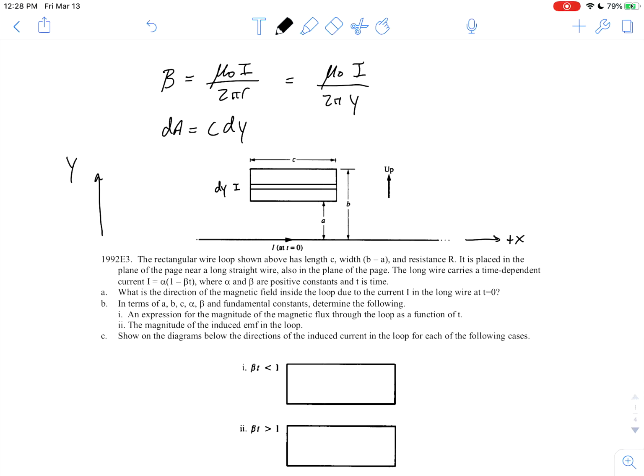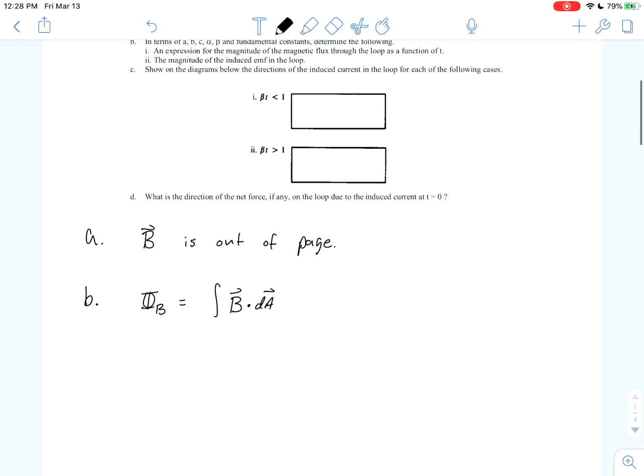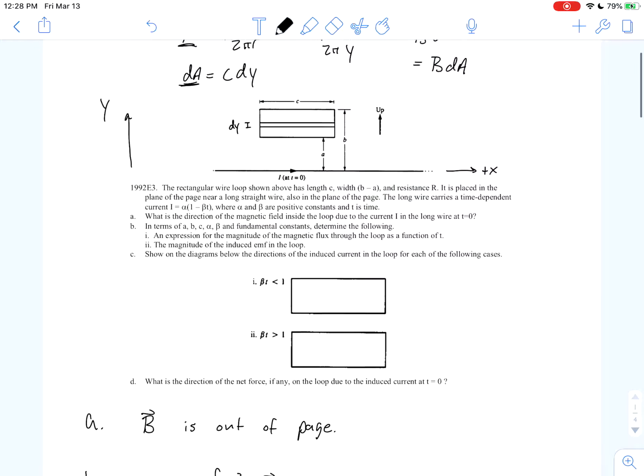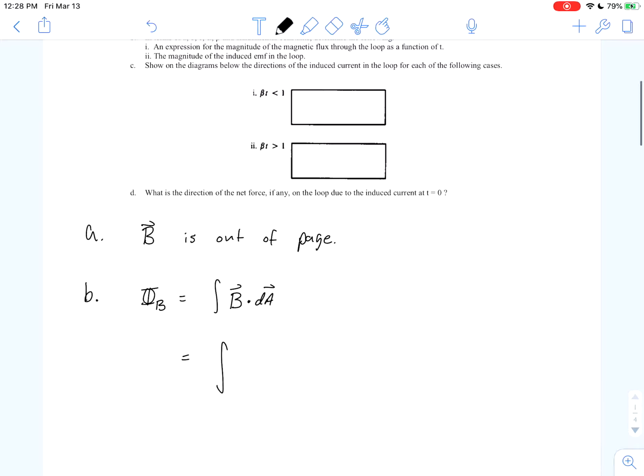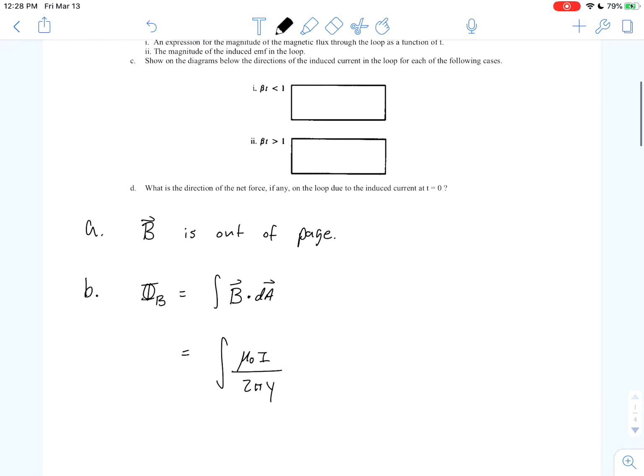And I can plug both of these into my integral. Also, within that integral you have B dot dA. The B field is out of the page. The area vector is perpendicular to the page, and so you can just write that as B times dA. The cosine of theta just becomes 1. And so if I put all of that in my integral here, we're going to have the integral of B, which is equal to mu naught I over 2 pi y, and the area element is going to be c dy.